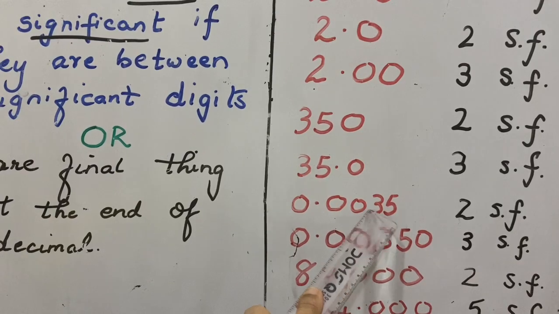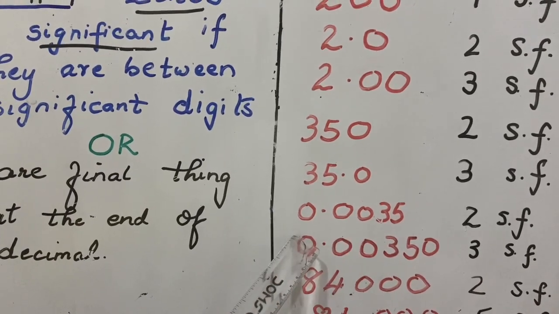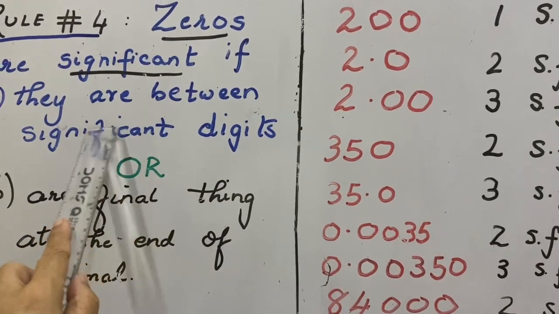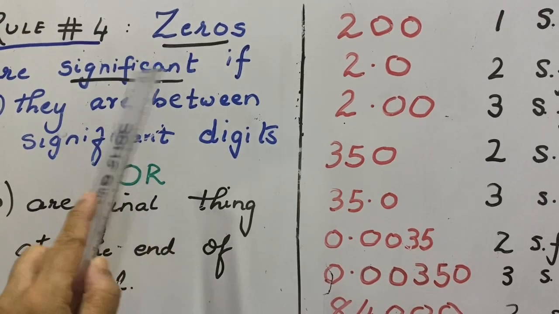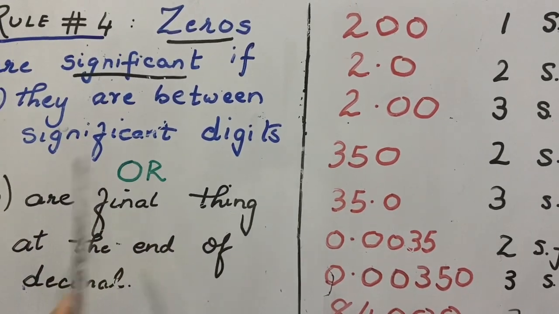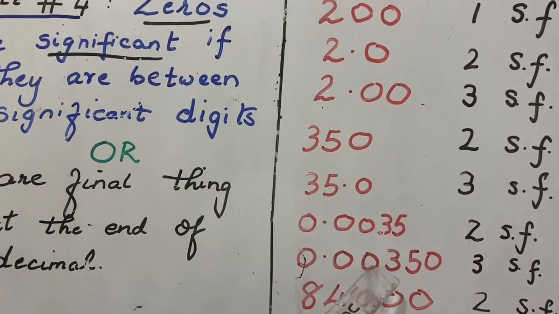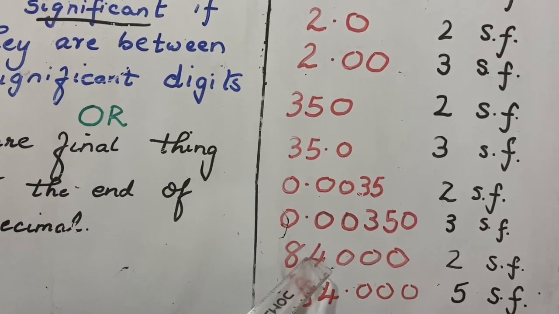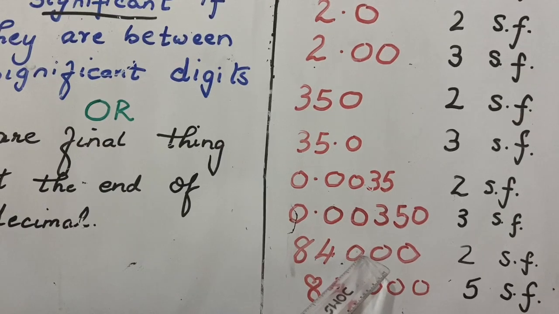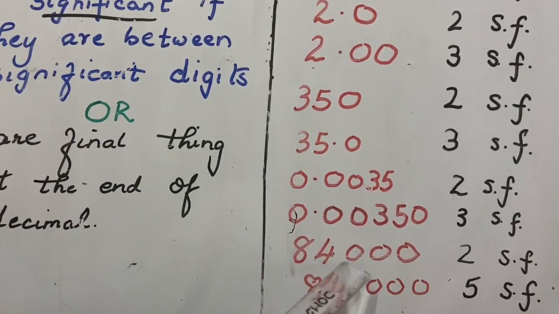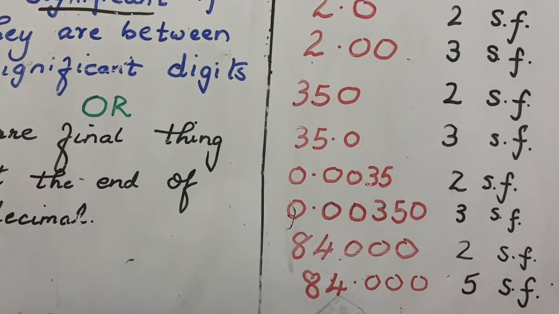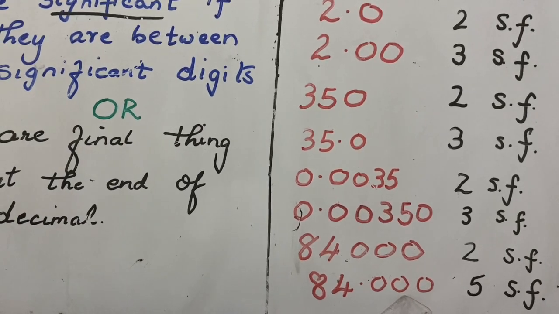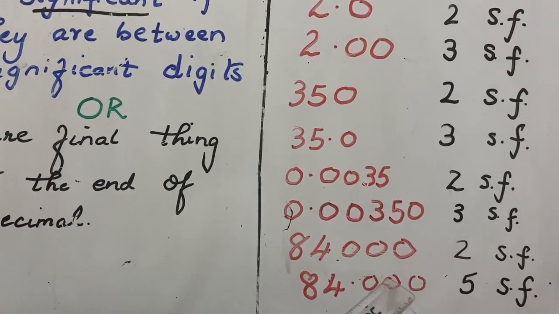0.0035. These zeros are not significant. Why? Because again they are not between any significant digits. They are not between digits from 1 to 9, nor are they at the end of the decimal. 0.00350, 3 SF. 84,000. These zeros are again not significant, so 2 SF. And 84.000. All these zeros are significant because they are at the end of the decimal. So this will be 5 SF.